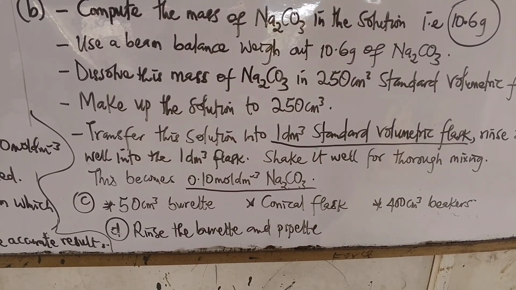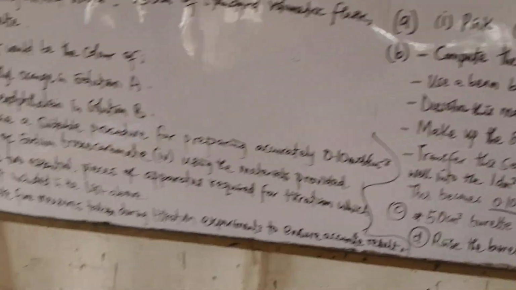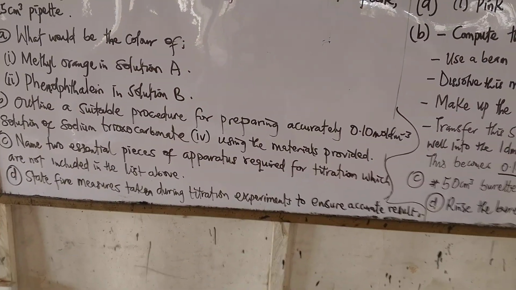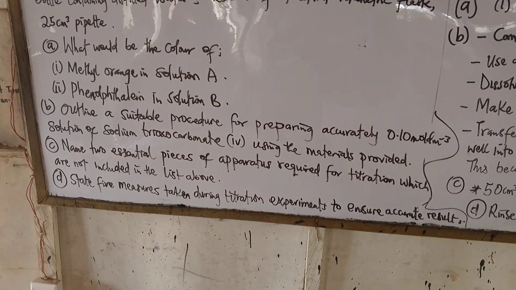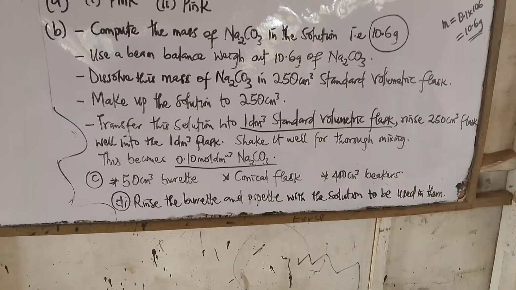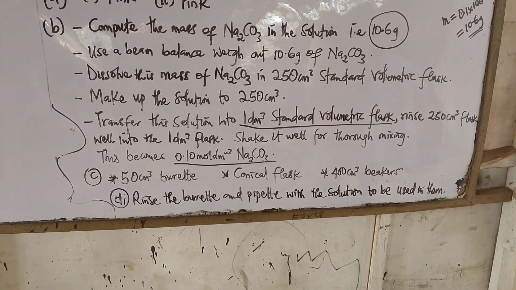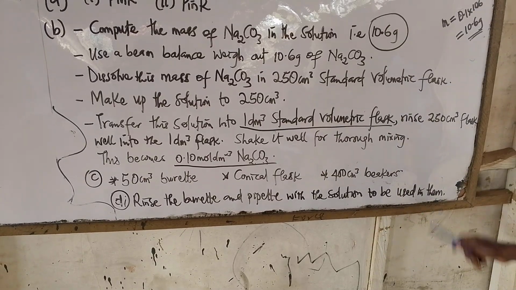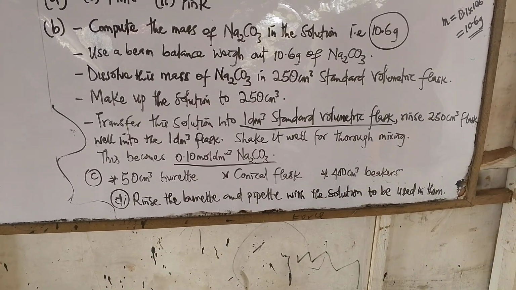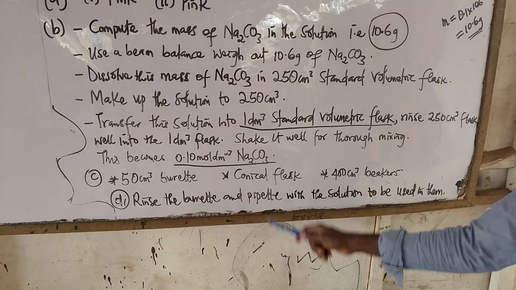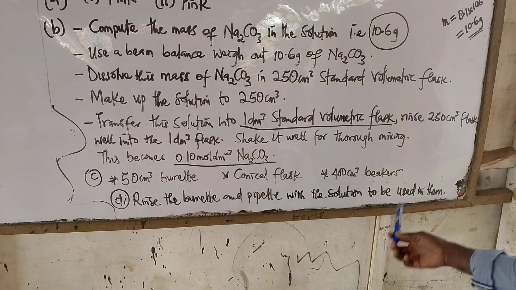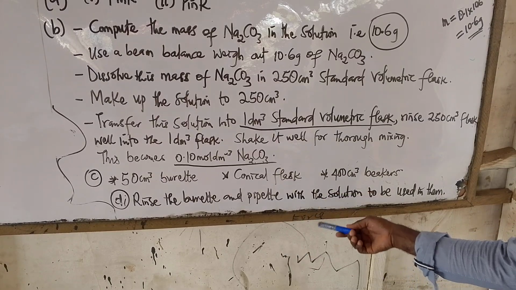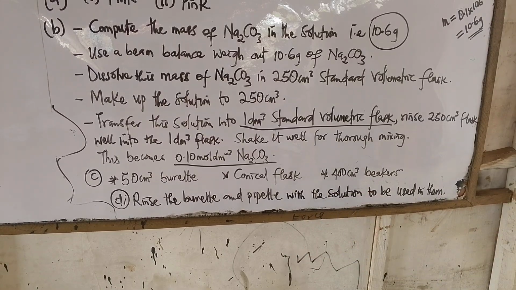Now, this says what? This says state 5 measures that you have to take when doing the titration experiment to ensure accurate results. Number 1: rinse the burette and pipette with the solution to be used in them. So if you want to use acid, for example, in the burette, you have to use that acid to rinse the burette. You have to use base to rinse the pipette. So rinse each with the solution you want to use in it.